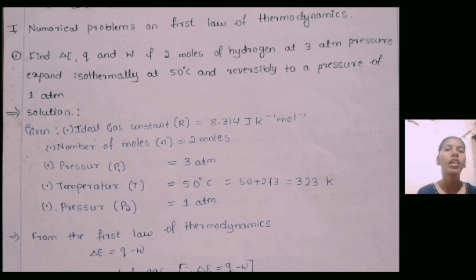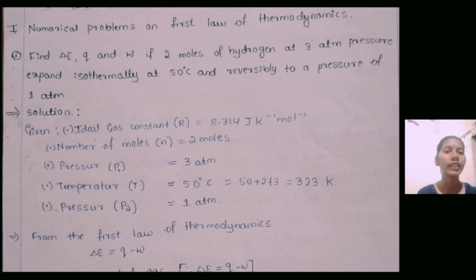Problem number 1. Find the change in the internal energy, thermal energy and work done if 2 moles of hydrogen at 3 atm pressure expand isothermally at 50 degrees Celsius and reversibly to a pressure of 1 atm. Solution. First we write the givens.